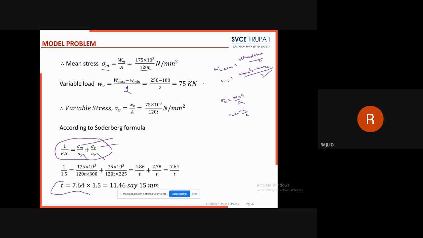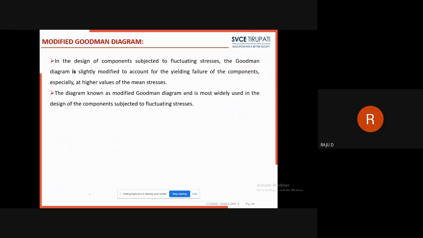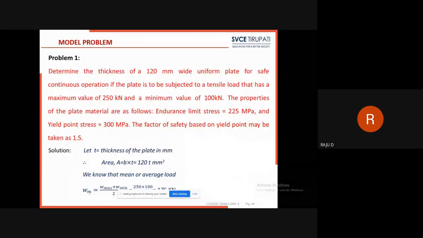The thing is, first you identify the theorem. What theorem are we going to use? Whether it is a Soderberg line, or Gerber method, or Goodman's line method. Based on the theorem only, we get the final answer. I think all of you understand how we are going to use these theorems and solve the problems. This problem is the same thing. Here also same thing.